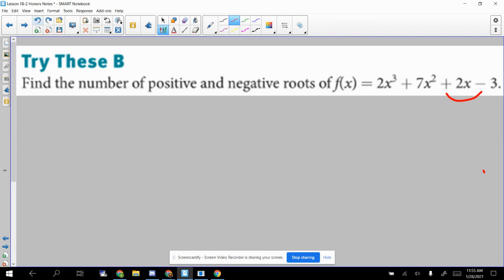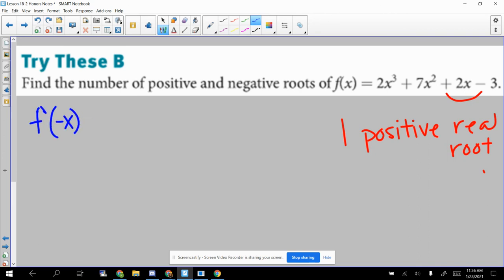Let me write it under here, actually. 1 positive real root, because there's just 1 sign change. Okay. Then we'll go over here and we need to make it f of negative x. So we're going to plug in negative x for all of those x values. So 2 times negative x cubed plus 7 times negative x squared plus 2 times negative x.